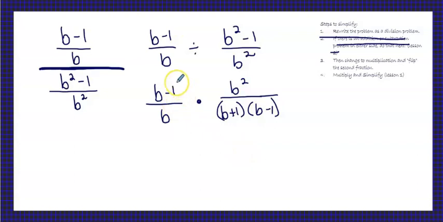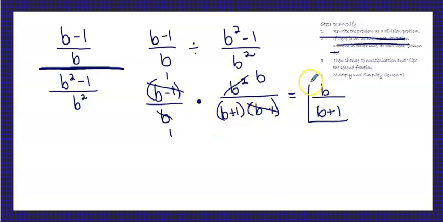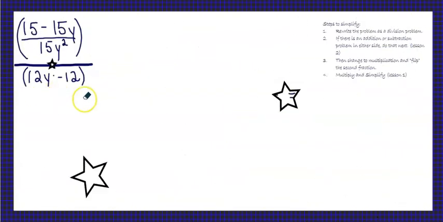So the only thing, I can cancel out the b minus 1s. I can also cancel the b and the b squared. Divide those by b. So let's see. This is a 1. The numerator is going to be b, and the denominator is going to be b plus 1. Now, I'm not reviewing a lot of multiplication and simplification here because I did those in lesson 1 and 2.